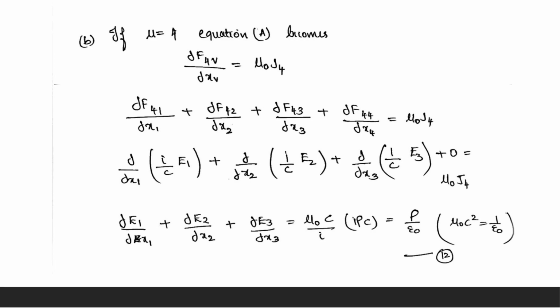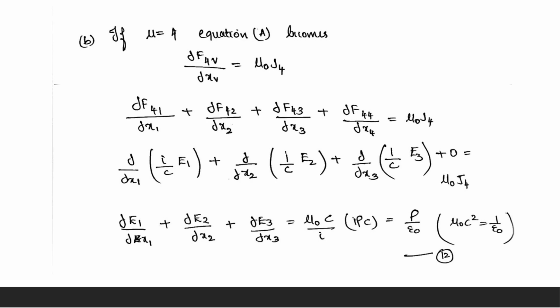If μ is equal to 4, equation A becomes ∂F_4ν by ∂x_ν is equal to μ0 J4. Then ∂F41 by ∂x1 plus ∂F42 by ∂x2 plus ∂F43 by ∂x3 plus ∂F44 by ∂x4 is equal to μ0 J4. So ∂ by ∂x1 into i by c E1 plus ∂ by ∂x2 into i by c E2 plus ∂ by ∂x3 into i by c E3 plus 0 is equal to μ0 J4.